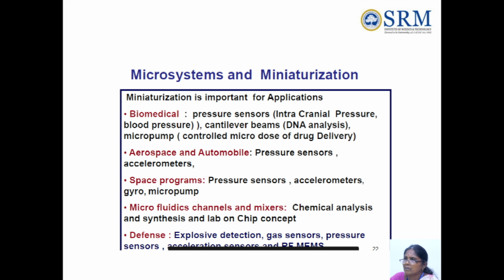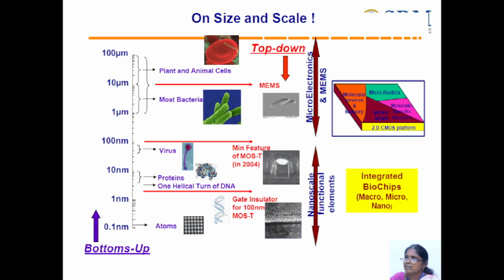In aerospace and automobiles, pressure sensors and accelerometer sensors are also used. In space programs, pressure sensors, accelerometers, hygrometers, and micropumps are used. Microfluidic channels and mixers, chemical analysis and synthesis, and the lab-on-a-chip concept are used. This is a simple example for the micro.